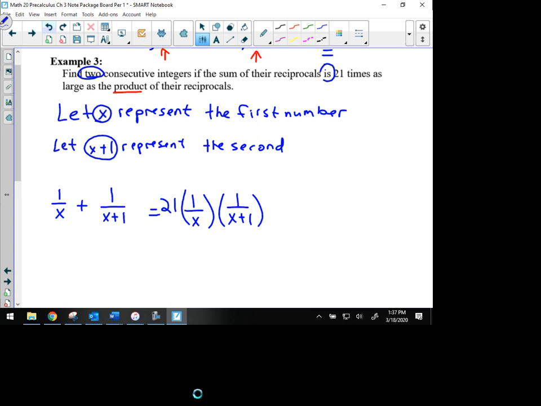So the sum of their reciprocals, that's this right here, is, so there's our equal sign, is 21 times as large as the product of their reciprocals. And that's captured right there. So again, we're looking for that word is, where that's our equal sign, and then we can focus on the wording before the equal sign, the wording after the equal sign, to lay out our equation. Once we have our equation, we can go ahead and solve it.